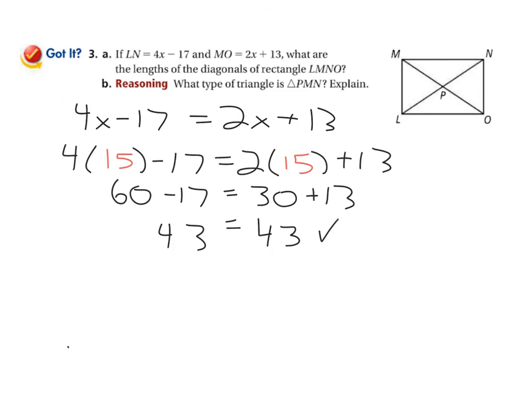And the last bit, what type of triangle is that? Well, we know that the diagonals are bisected, and since both diagonals are the same, or they're congruent rather, then that equals that, and that means that it is an isosceles triangle.